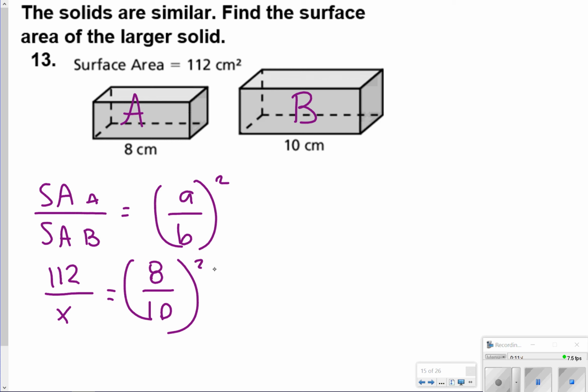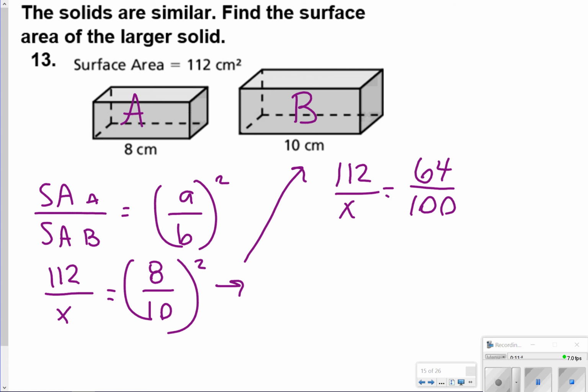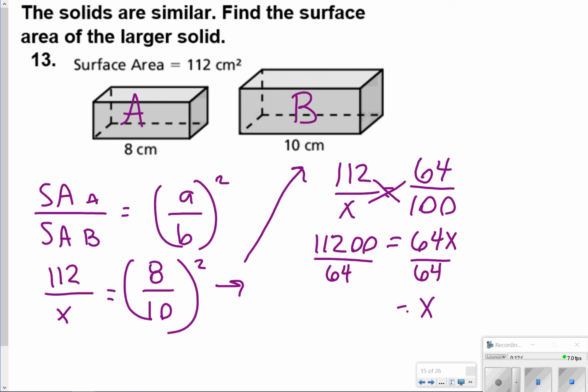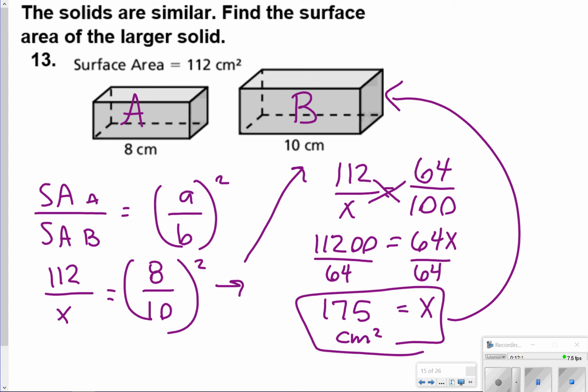We're going to square those two. So really, my proportion, I'm actually going to come up here, will still be 112 over x, but instead of 8 over 10, we're going to have 64 over 100, and then we can cross multiply and solve. 112 times 100 is 112 with 2 zeros on it, or 11,200. 64 times x would be 64x. Dividing both sides by 64, x is equal to 175 centimeters squared for that surface area of B.